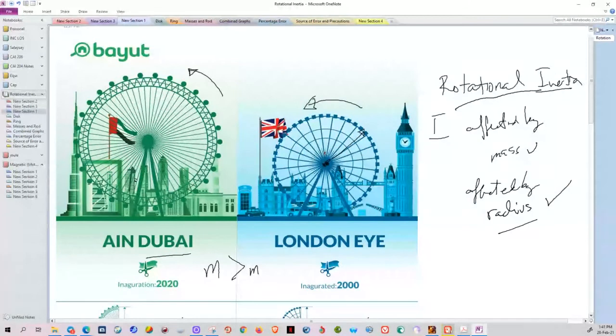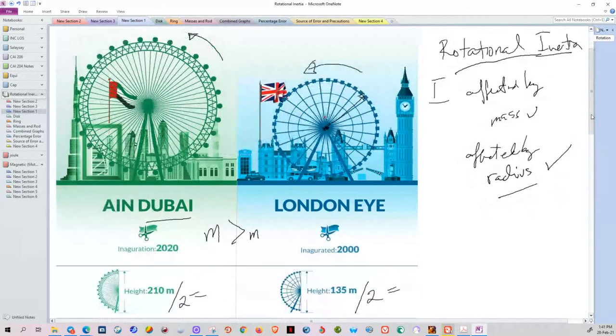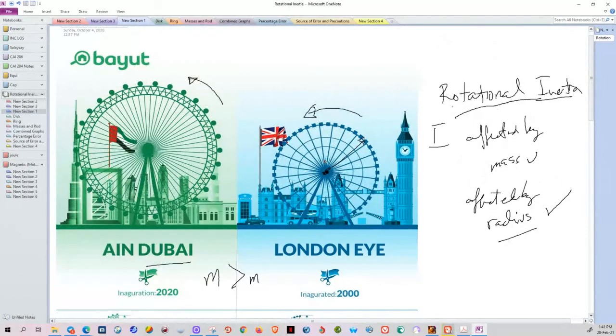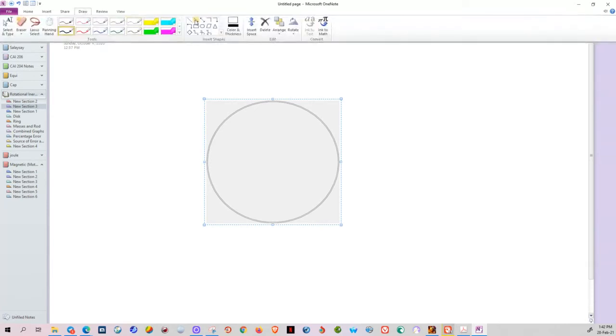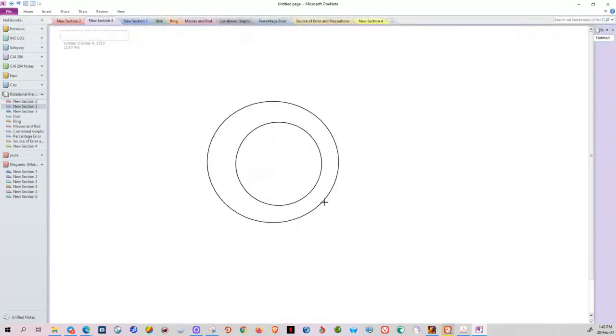Before we continue with the experiment with inertia, we have to understand one thing. What causes rotation in the first place? Rotation is caused by a force. That's why I wanted to open the website, but let's just use a drawing. Rotation is caused by a force which is applied specifically to an object. Let me show you by making a drawing.